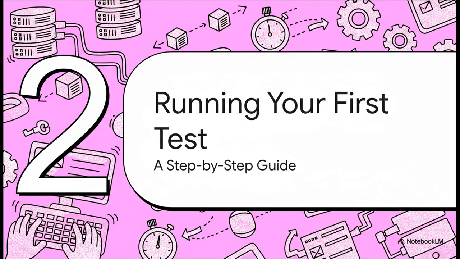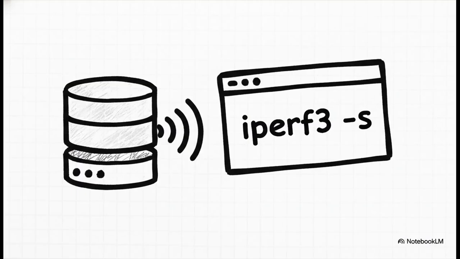Okay, enough talk. Let's get our hands dirty and run our very first test. You're going to see it's actually way easier than you might think. We'll just walk through it together, step by step. First things first. On one of your machines, we'll call this one the server, you just open up a command line and type this, iperf3 -s. That's it. You've just told iPerf3 to start up and listen for a connection on its standard port, 5201.